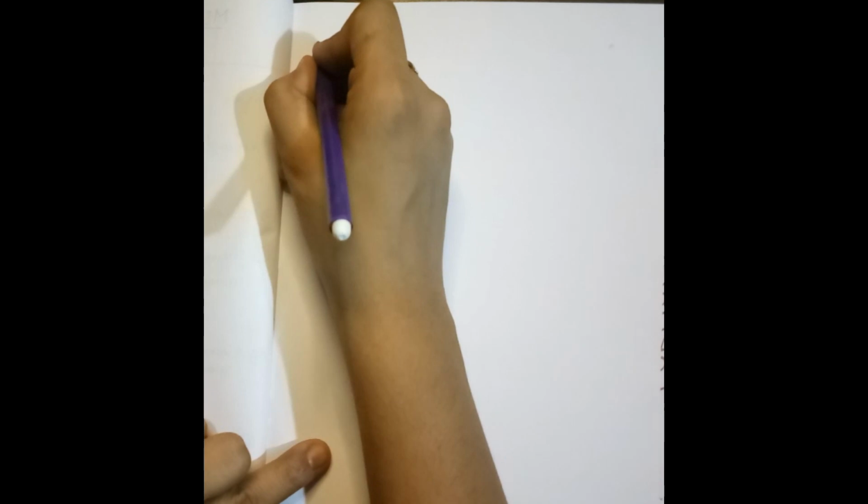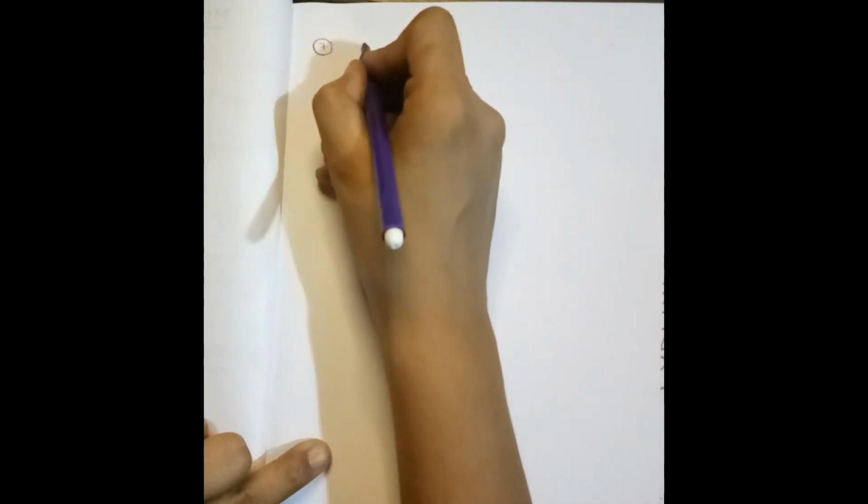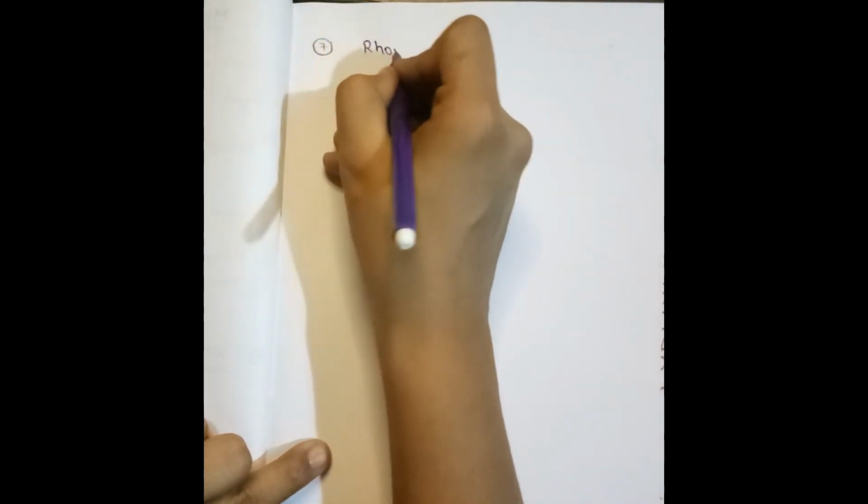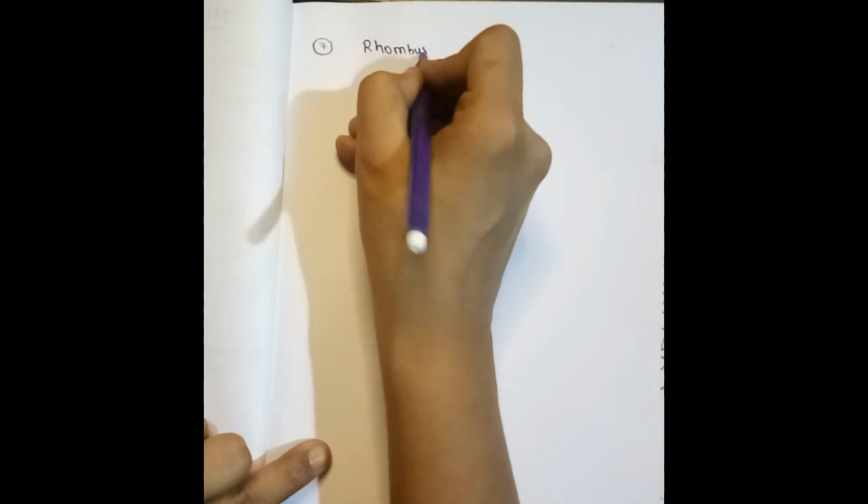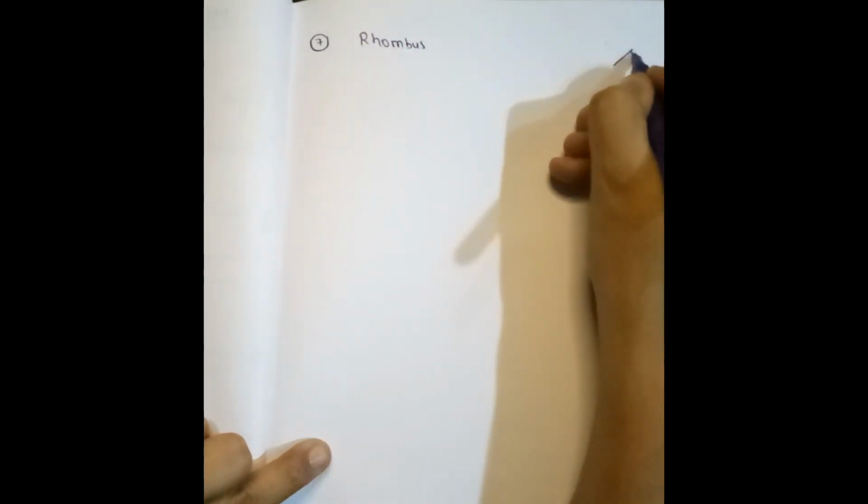Now I have more shapes, so let's start writing the more shapes as well. I'm going to first cover the area and then the perimeter. The next shape that I have is a rhombus. So this is a rhombus. A rhombus looks like this.